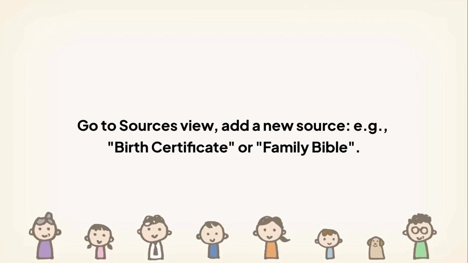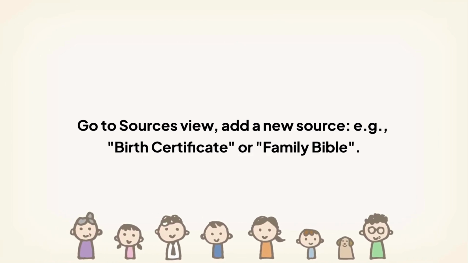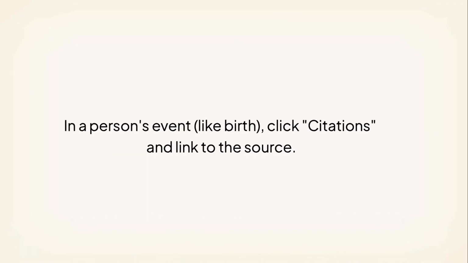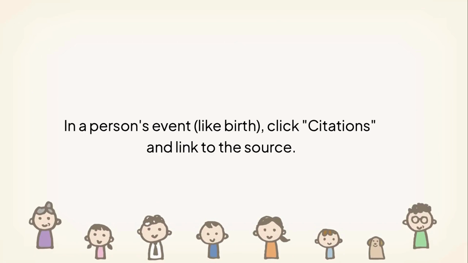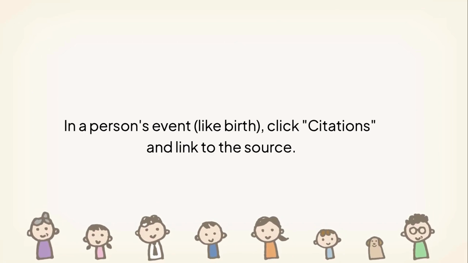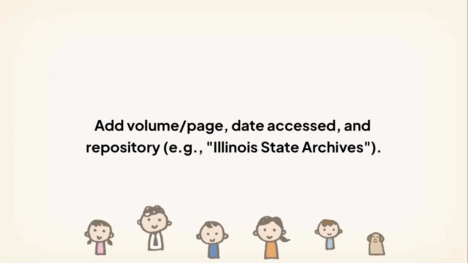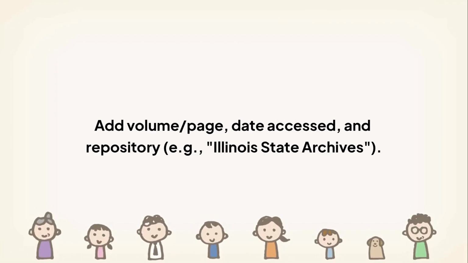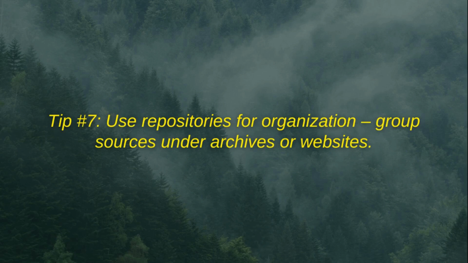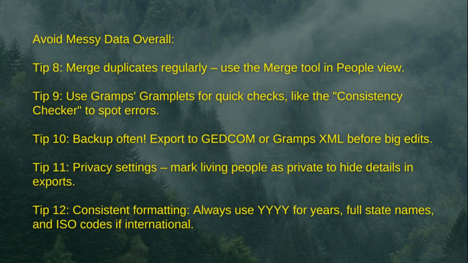Go to Sources View, add a new source, e.g., birth certificate or family Bible. In a person's event like birth, click Citations and link to the source. Add volume, page, date accessed, and repository, e.g., Illinois State Archives. Tip number 7. Use repositories for organization, group sources under archives or websites. Avoid messy data overall.